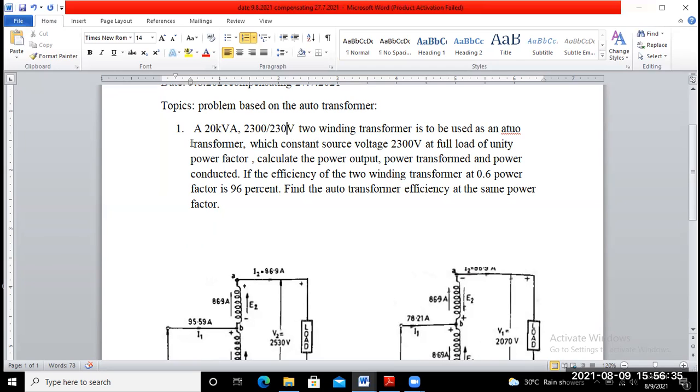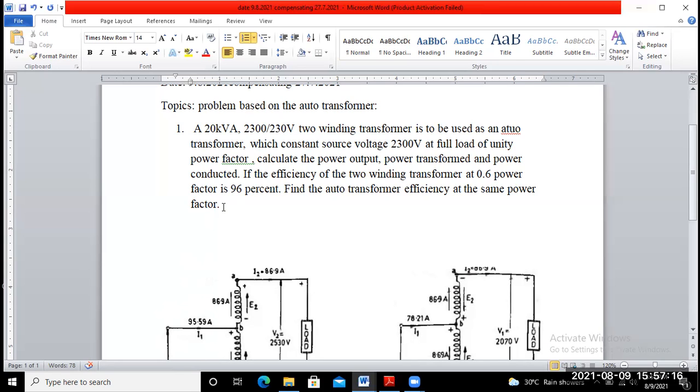This power rating is given to you for the two winding transformer. Reconnected as an auto transformer, find out the power rating of the auto transformer, whatever power is transformed by the transformer action and whatever power is transformed by the direct conduction method. And next, if the efficiency of the two winding transformer at 0.6 power factor is 96%, then find the auto transformer efficiency at the same power factor, that means 0.6.